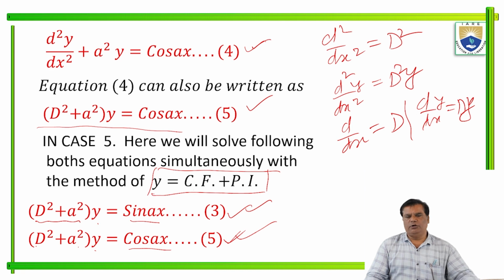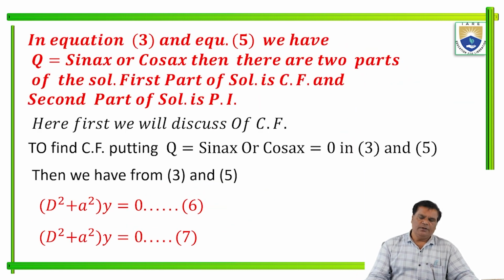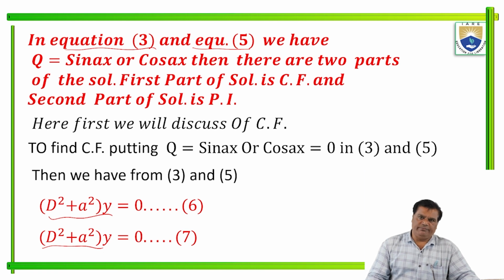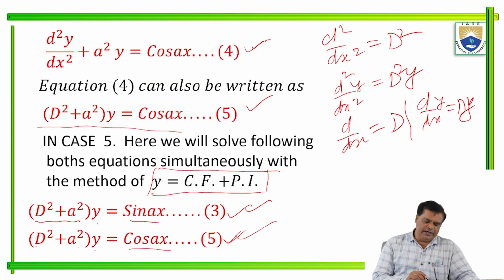So now we want to solve equations 3 and 5, the complete solution of 3 and 5. How we can find the solution, we discuss one by one. In equation 3 and equation 5, we have Q equal to sin ax or cos ax. In one equation it is sin ax and in the other equation it is cos ax. The right hand side part differs between equations 3 and 5.